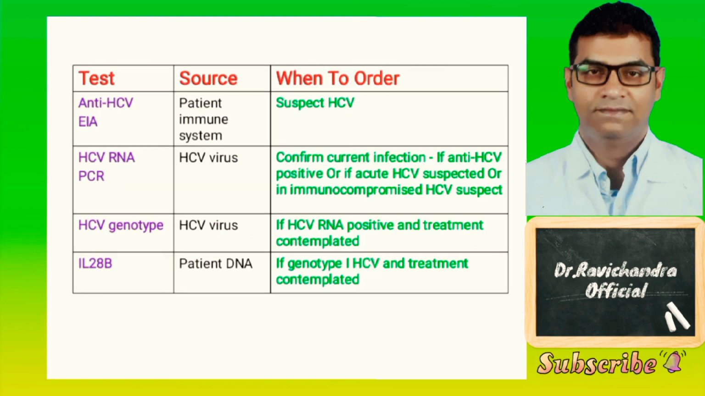When HCV is suspected, anti-HCV EIA is advised. To confirm the current infection, if anti-HCV is positive, or if acute HCV is suspected, or in immunocompromised HCV suspects, HCV RNA PCR can also be advised. If HCV RNA is positive and treatment is contemplated, then an HCV genotype test is to be done. If genotype 1 HCV and treatment is contemplated, then IL-28B from the patient's DNA is advised.